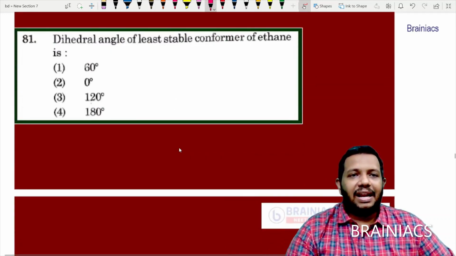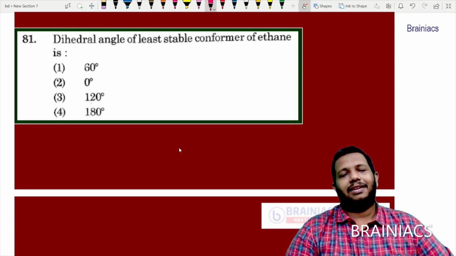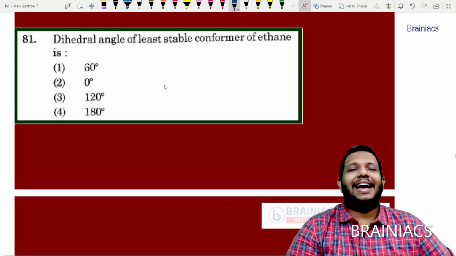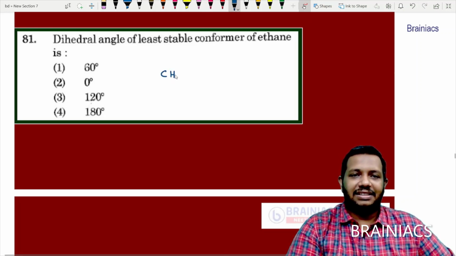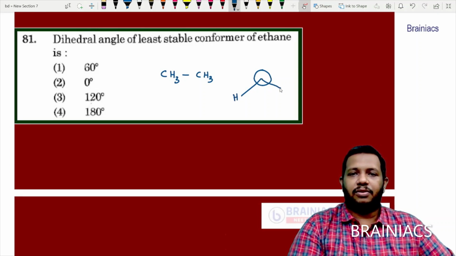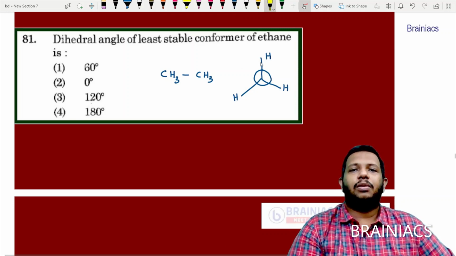The dihedral angle of the least stable conformer of ethane is. Very, very easy question. We know that ethane will show conformations, and NCERT clearly explains that CH3 single bond CH3. So how will you draw the conformation of ethane? You might know it. You will put hydrogen here, here also hydrogen, and here also hydrogen. So this is the projected carbon, and on the back side you have another.